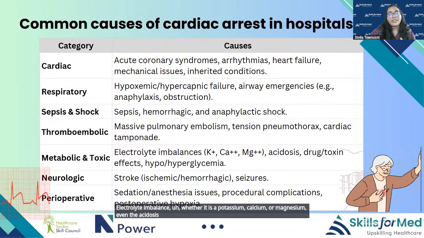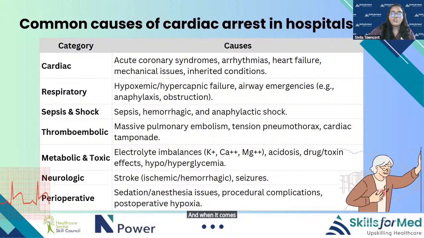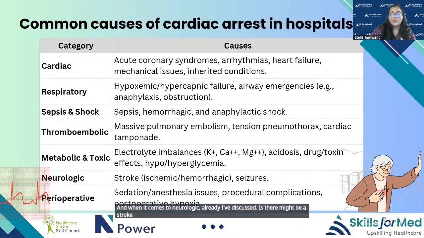acidosis, when the electrolyte imbalance is happening, what actually happens is, for the heart pumping activity there should be the electrical signal. This imbalance is going to disrupt the electrical activity, which will again disrupt the functioning of the heart, leading to cardiac arrest. And when it comes to neurologic, I've already discussed, there might be a stroke or a seizure. Neurological dysfunction is going to happen. The brain is going to dysfunction, which suppresses the oxygen supply, and the patient is going to have cardiac arrest.